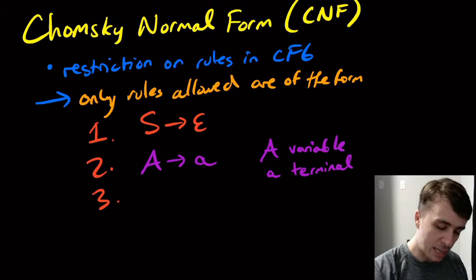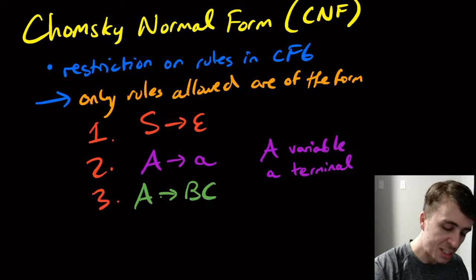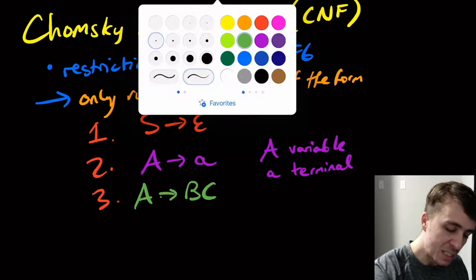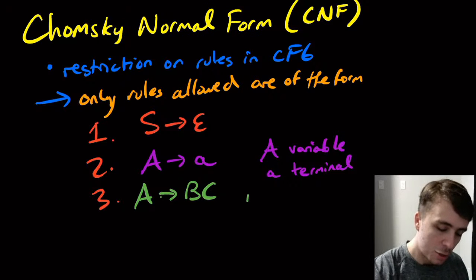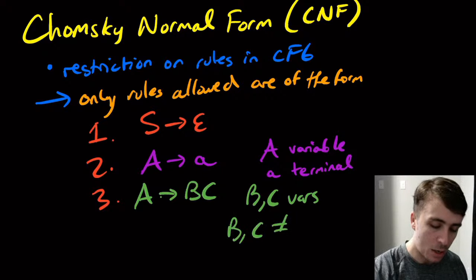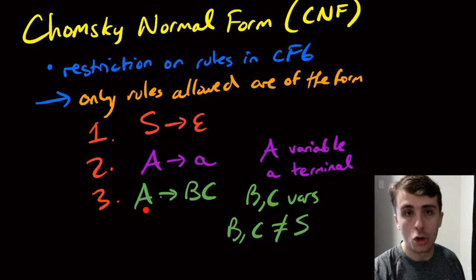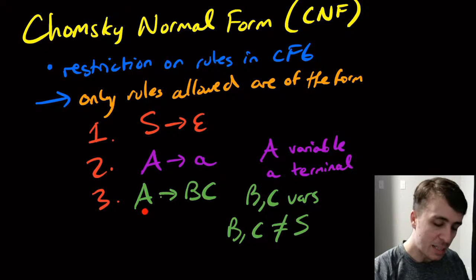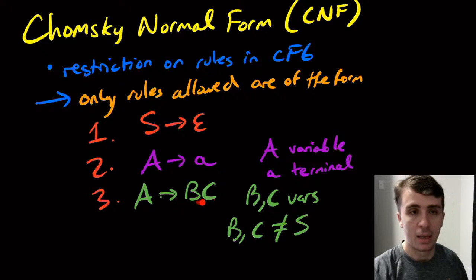And the other type of rule is A going to BC. And what are B and C? Notability is fighting with me. So B and C are variables, and B and C are not the start variable. A on the left side could be the start variable, but, sorry, it could be any variable, but B and C can't be the start variable.